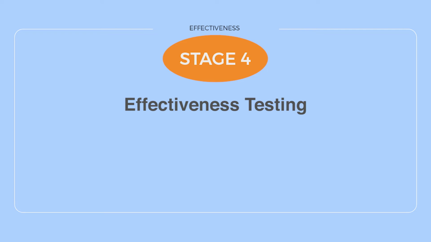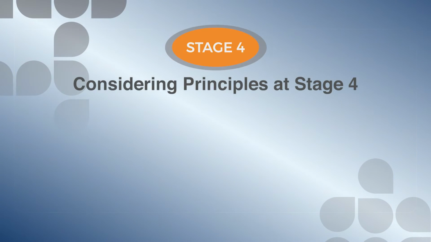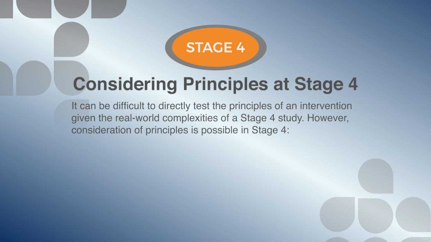Stage 4. Effectiveness testing. Stage 4 is the effectiveness stage when you test whether an intervention can work under natural conditions in the real world. Considering principles at Stage 4. It can be difficult to directly test the principles of an intervention given the real-world complexities of a Stage 4 study. However, consideration of principles is possible in Stage 4.